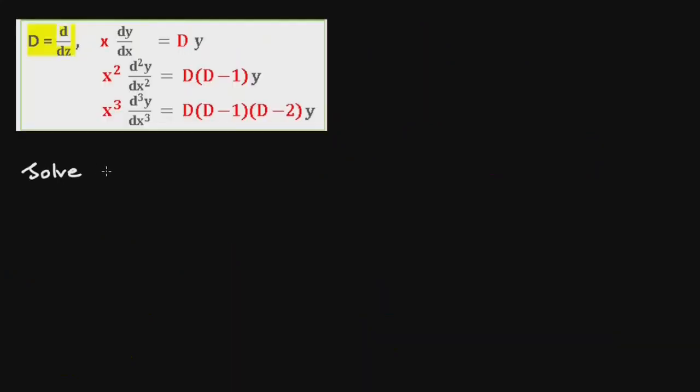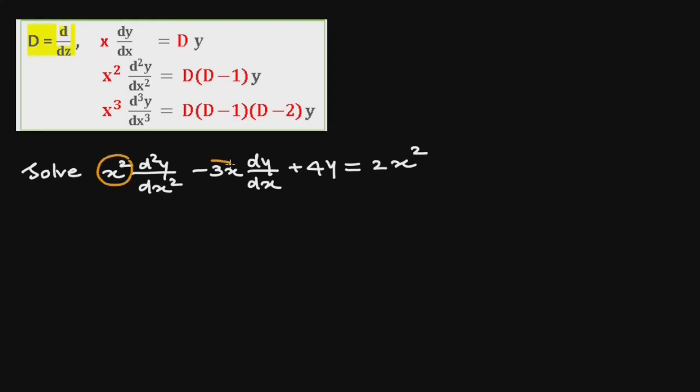Solve x square d2y upon dx square minus 3x dy by dx plus 4y equals 2x square. This is Cauchy's equation because the coefficients of the differentials, x square and minus 3x, are in descending powers of x. We can convert Cauchy's equation into a linear differential equation with constant coefficients by substituting z equals log x, which also means x equals e raised to z.